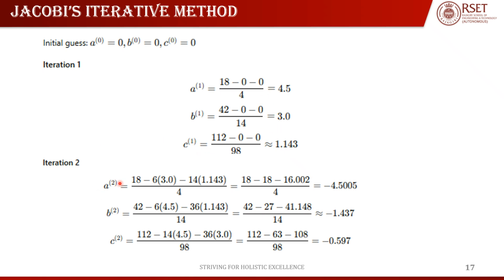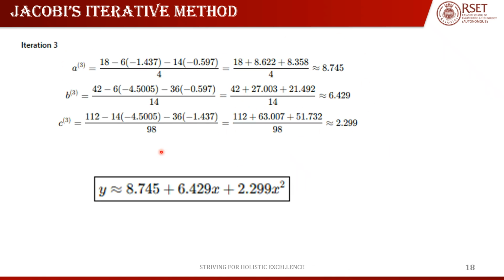Now get your a2. We obtain a2 using b1 and c1. You obtain b2 by substituting a1 and c1. Similarly do the problem. Do the second iteration, and similarly the third iteration.